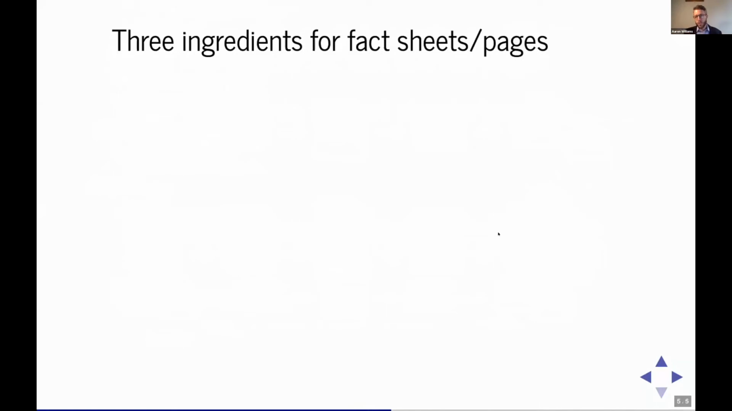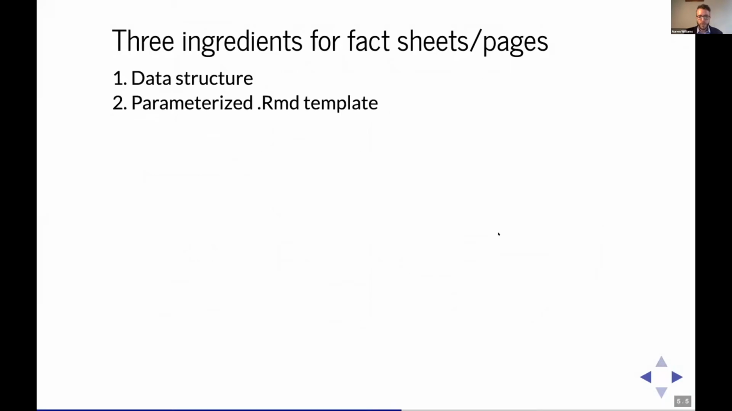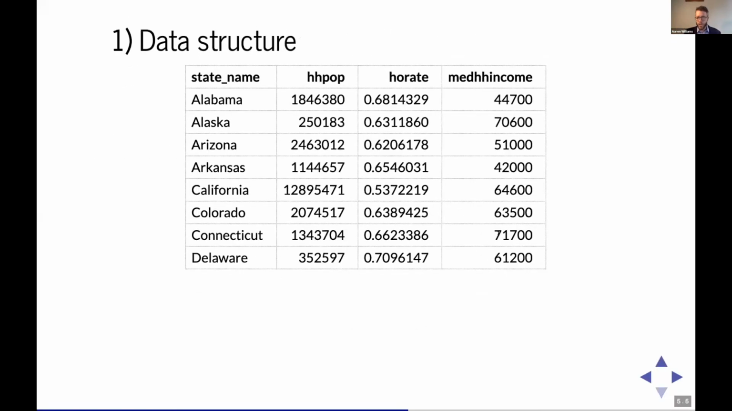So in our case, there are three ingredients that go into these iterated fact sheets or fact pages. The first one is a data structure. The second is a parameterized .Rmd template. And the third is an iterating script. What this iterating script does is take that template from part 2 and iterate it over each observation from part 1. So here I just have an example. This is the first 8 rows of a state data set. We're going to make state fact sheets here. You have 1 row per fact sheet, 1 for Alabama, Alaska, and so on.